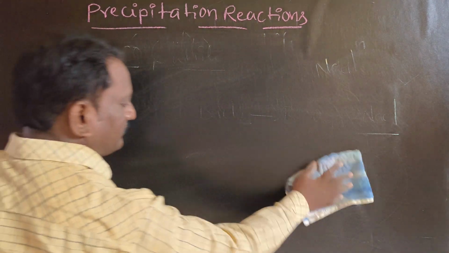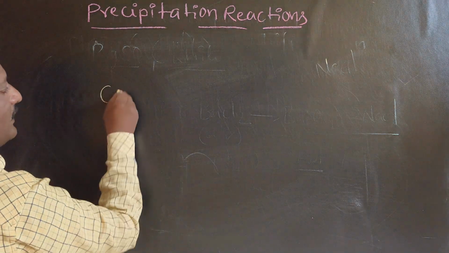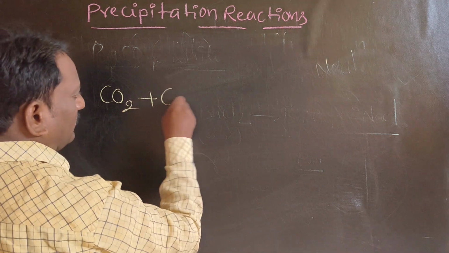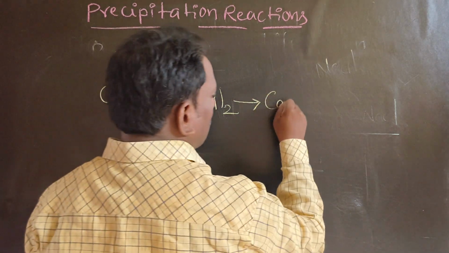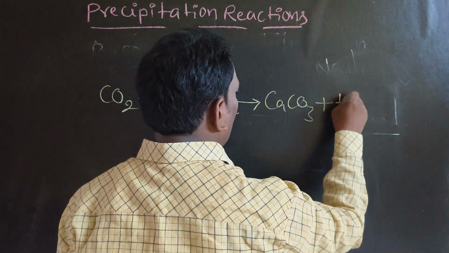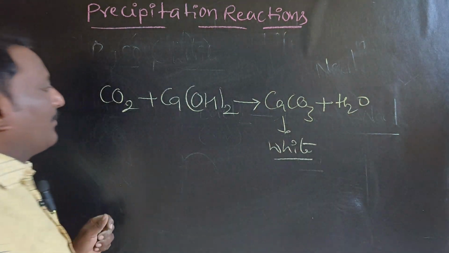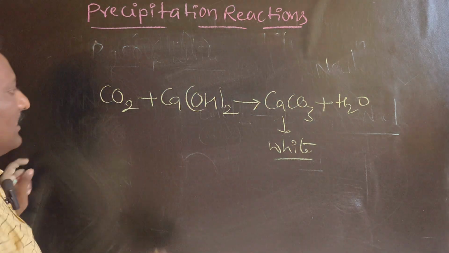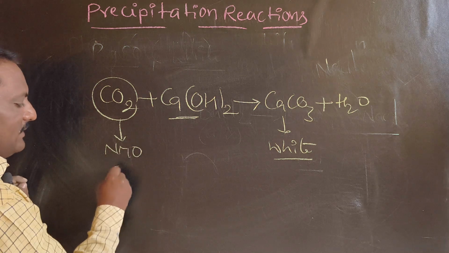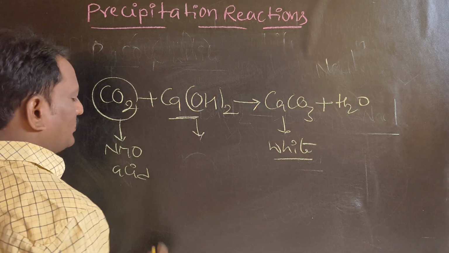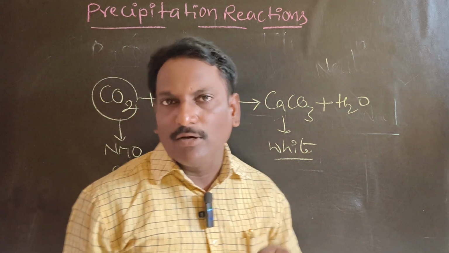And one more example. When carbon dioxide gas is passed through calcium hydroxide solution, lime water, you will get calcium carbonate along with water. This is a white precipitate. It is not a double displacement reaction, but a reaction between an acid and a base. The non-metal oxide acts as an acid, and calcium hydroxide is a base. So in this one you will get a white precipitate of calcium carbonate.